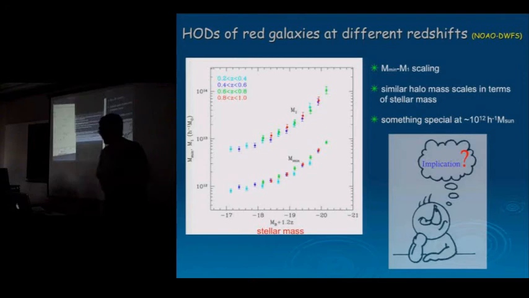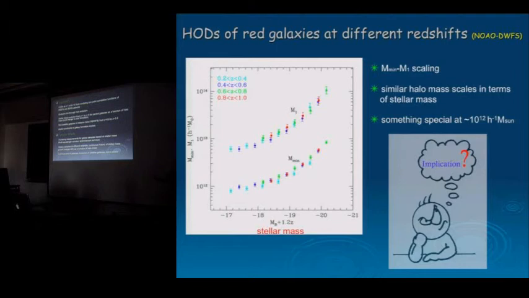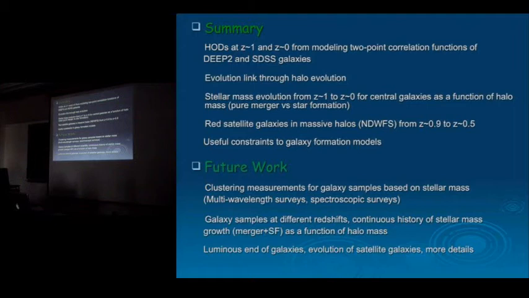So HOD at redshift 1, redshift 0, and I get this from modeling the two-point correlation function of DEEP2 and the Sloan galaxies, and establish an evolutionary link through halo evolution, and try to infer something about the stellar mass evolution from redshift 1 to redshift 0, and talk about the red satellite galaxies in massive halos. And all this will give very useful constraints for galaxy formation models.